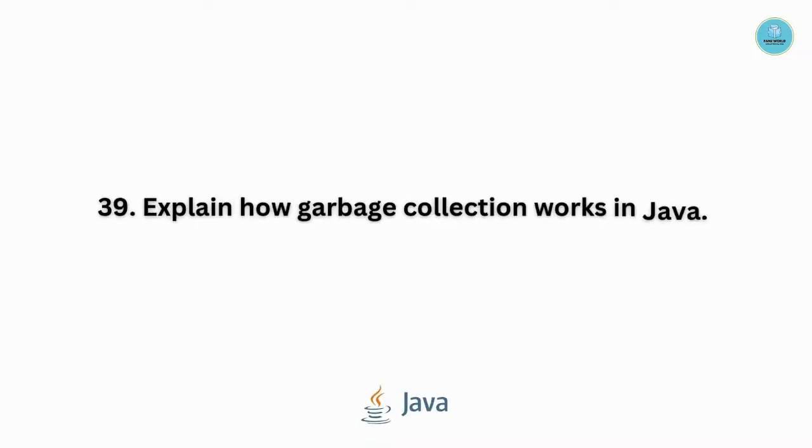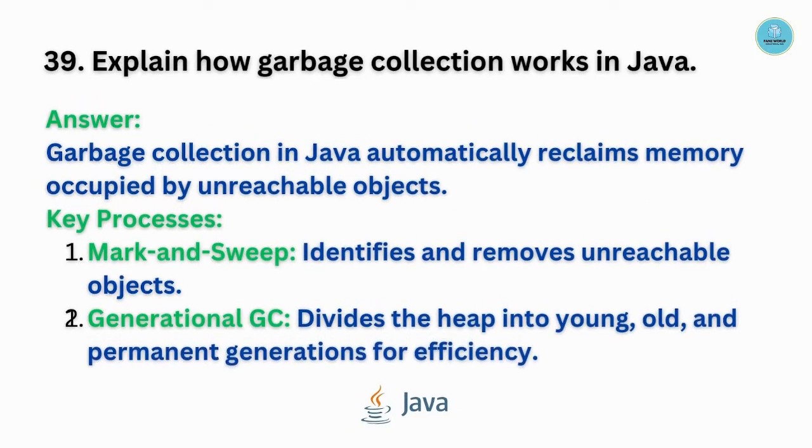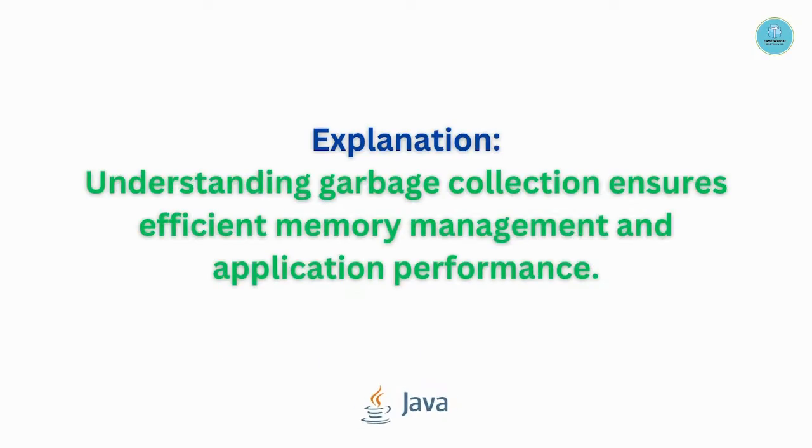Question number 39. Explain how garbage collection works in Java. Garbage collection in Java automatically reclaims memory occupied by unreachable objects. The key processes are mark and sweep and generational GC. Mark and sweep identifies and removes unreachable objects. Generational GC divides the heap into young, old, and permanent generations for efficiency. Understanding garbage collection ensures efficient memory management and application performance.